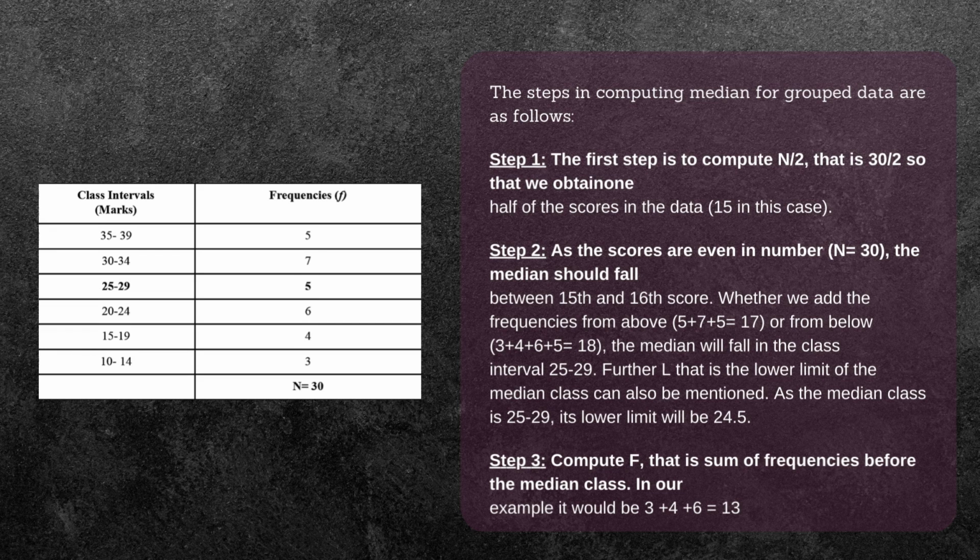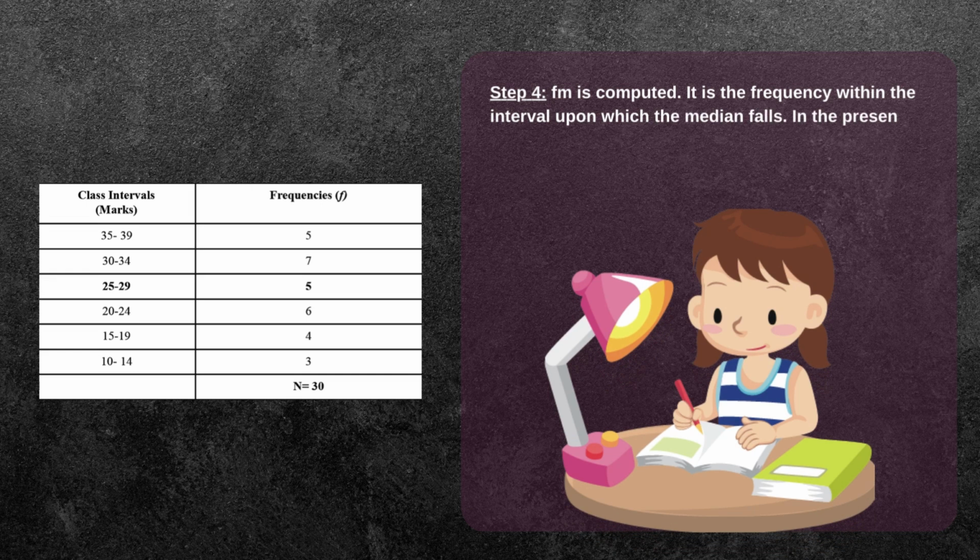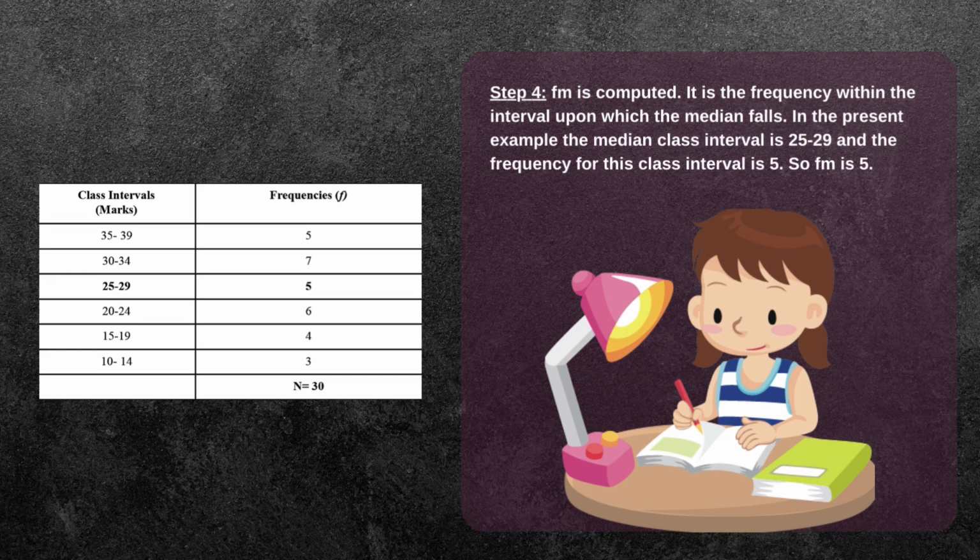Then we have the calculation of step 4, which is FM. So, FM is computed; it is the frequency within the interval upon which the median falls. In the present example, the median class interval is 25 to 29 and the frequency of this class interval is 5. So, the FM would be 5.